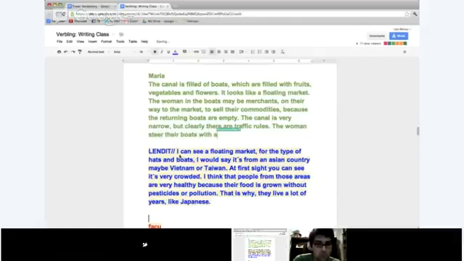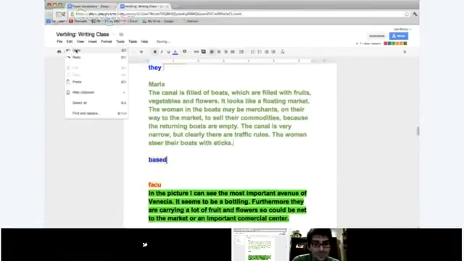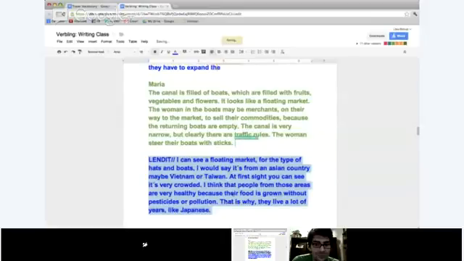Okay. I can see a floating market, and I would say, faith. Hold on. I just. Control Z. Yeah. There. Okay.